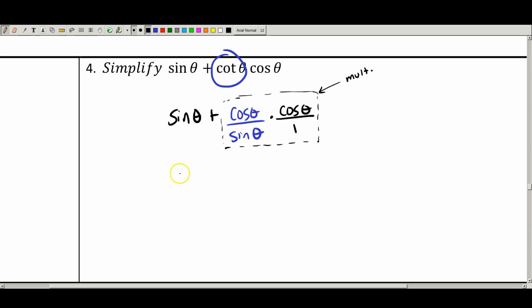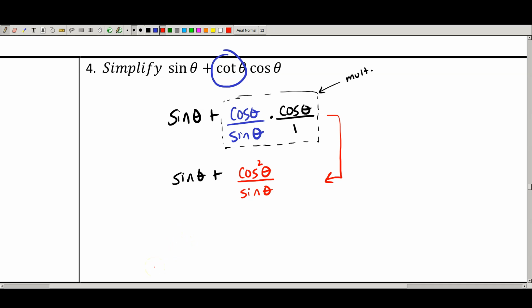Let's combine those. So this is going to be sine theta plus, now if I multiply cosine times cosine, that's cosine squared theta. So that's going to become cosine squared theta. And if I multiply the bottoms of the fractions, sine times 1 is just sine. So this becomes cosine squared over sine. All right, so now we're at this stage right here. We change things to sine and cosine. We multiply the fractions. Now we're stuck at this stage, and we're still trying to simplify this.